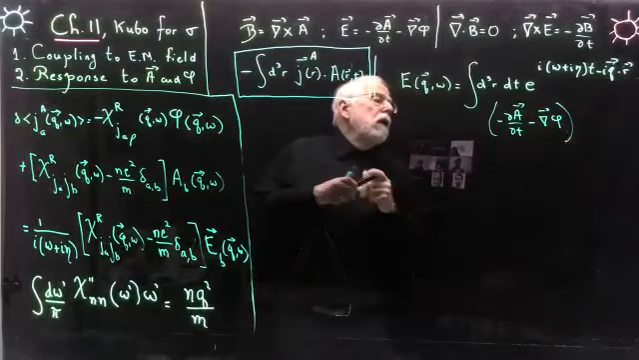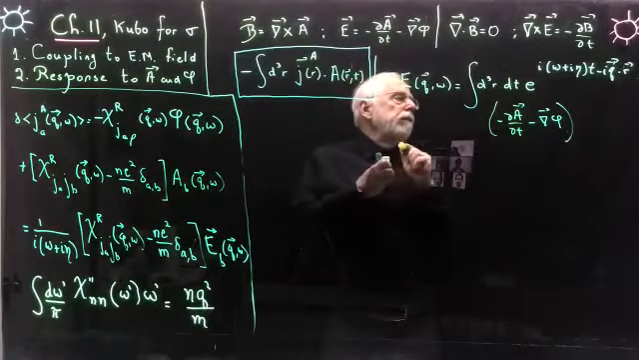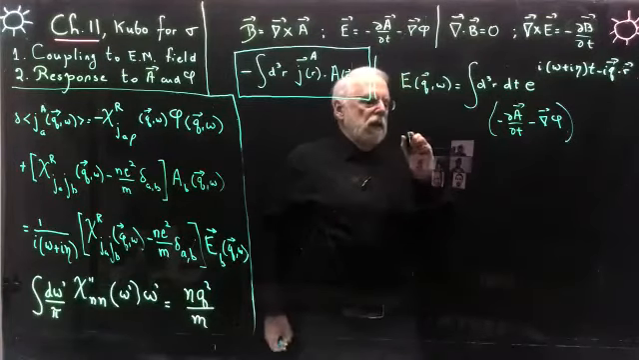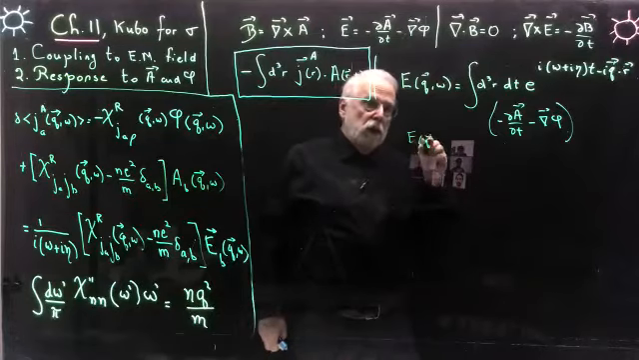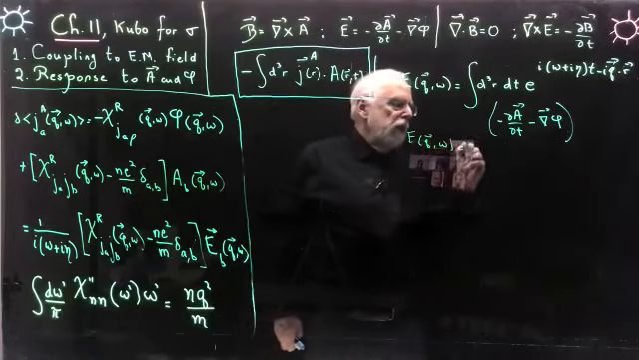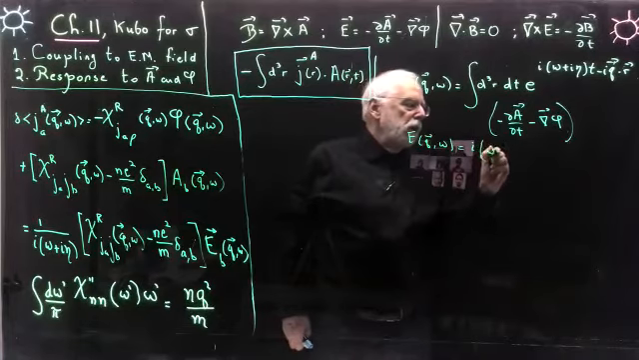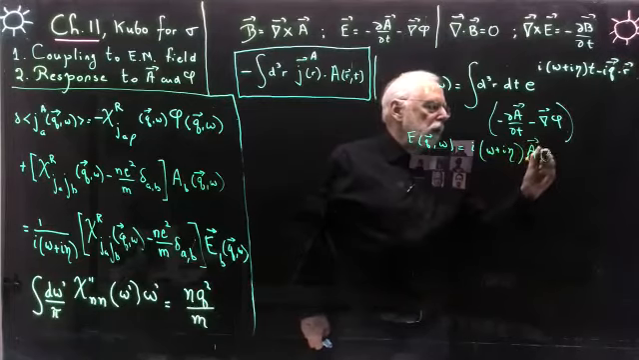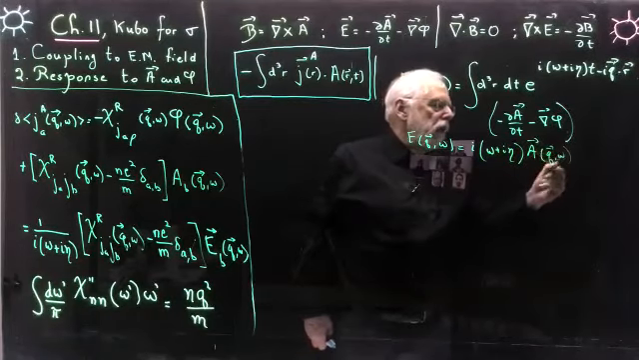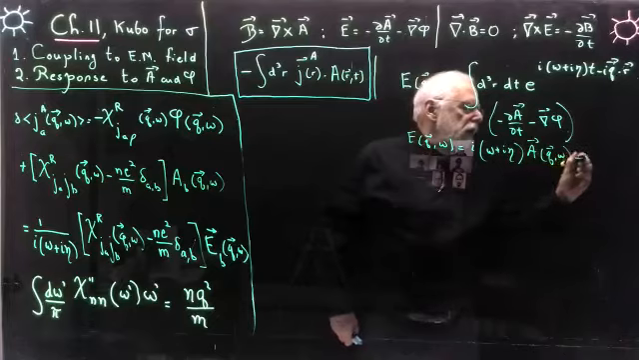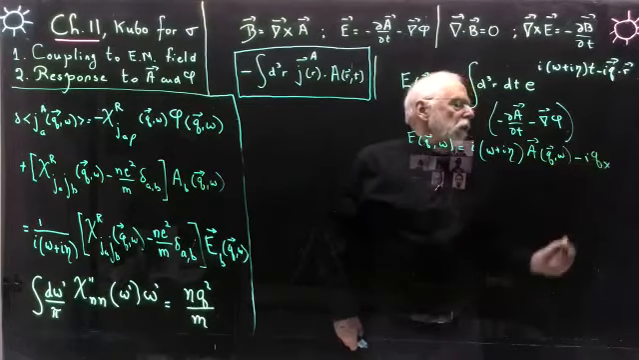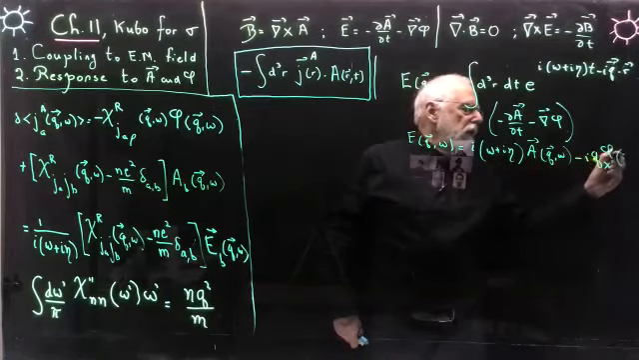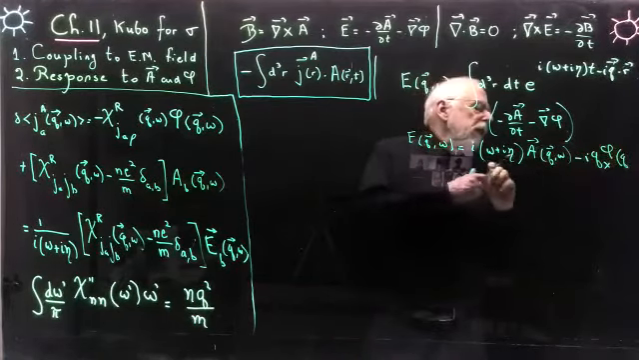So if we integrate by parts, then you see that E of q and omega is i omega plus i eta times the vector potential of q and omega minus i q_x times phi of q.